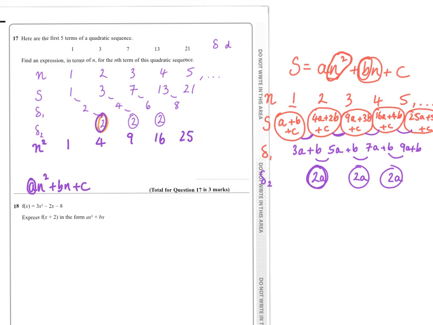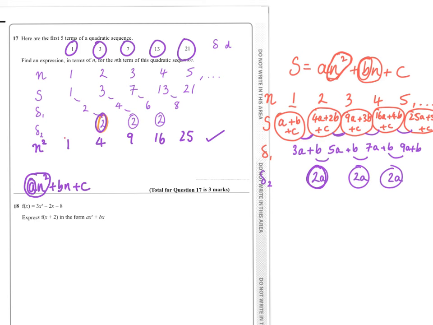And how many of these do I need? Well, a was 1, so I need one lot of the square numbers, so I just keep this row here and that's all I need. So is that the answer? Is the answer to this quadratic sequence n squared? Well, it isn't, is it?